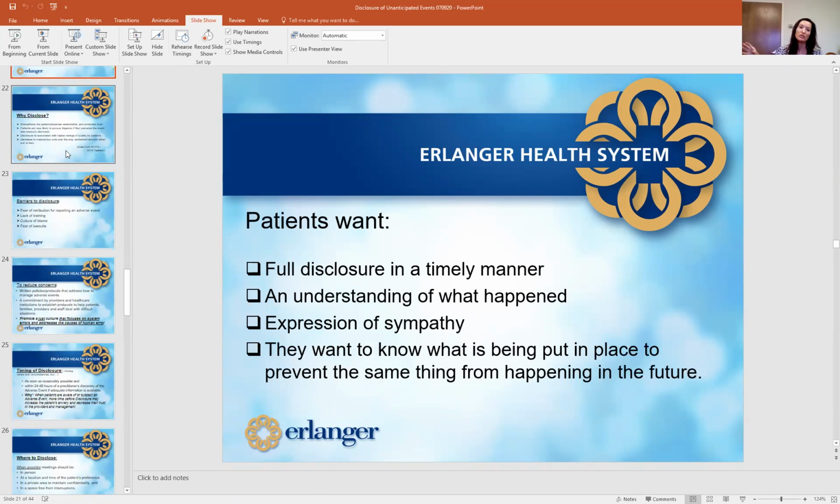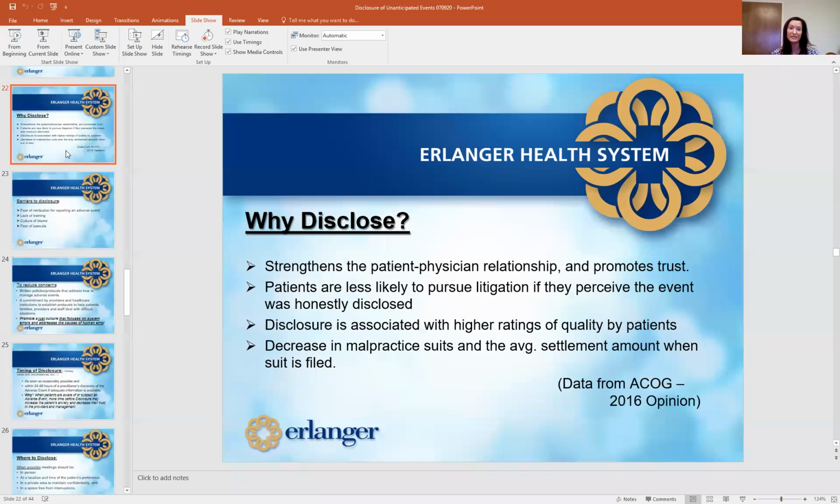But all the way up to the wrong site surgery, or the retained sponge, or something where there's a medication error even leading to death. They want to know what you're going to do to fix it for others, the sense of justice moving forward. Next slide.